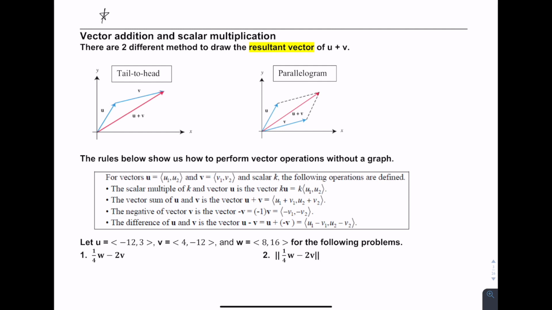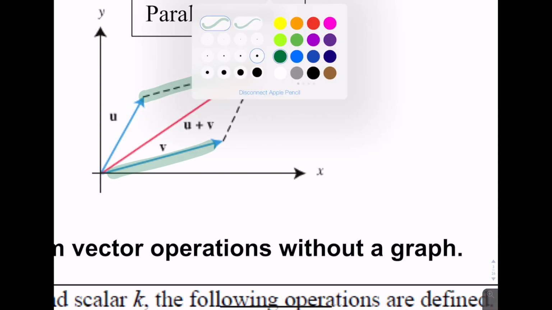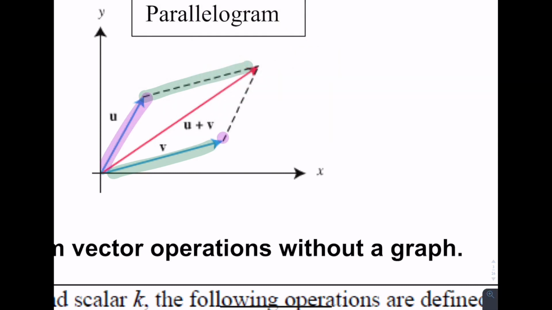So there are two different methods to draw the resultant vector, u plus v. So either you just take the first vector, this vector, and then you just draw a straight line from the beginning to the end, kind of like what I did there. Or you can draw a parallelogram. So uv is, if you just kind of match, I'll do it in green right here. If you just match this and this, these two are exactly the same. And then these two are exactly the same.